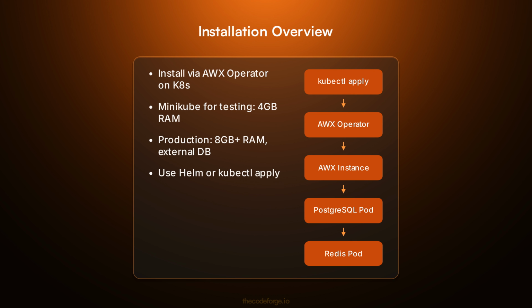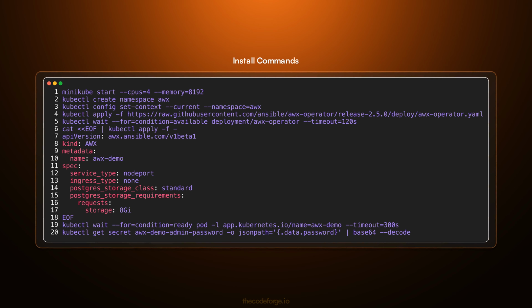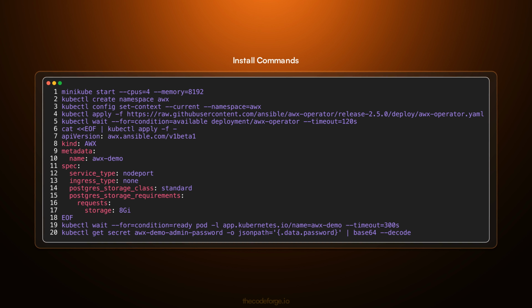Let's walk through a typical install. First, start Minikube with enough resources. Create a namespace, apply the operator, then create an AWX instance. Wait for the pod to be ready, then retrieve the admin password.